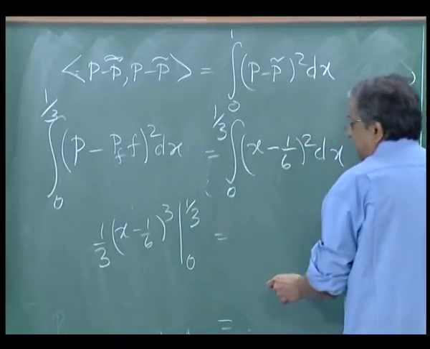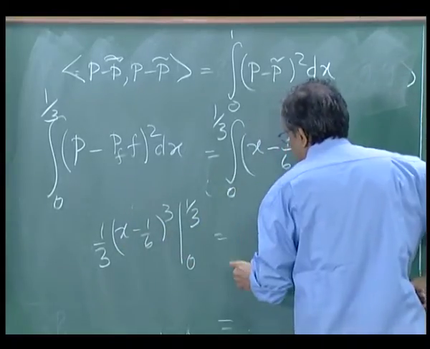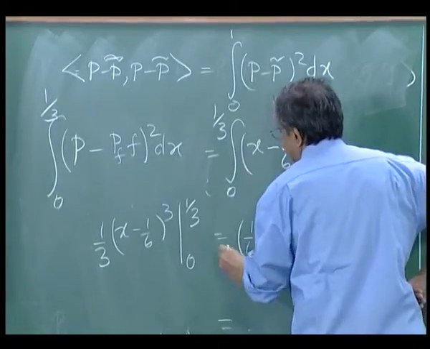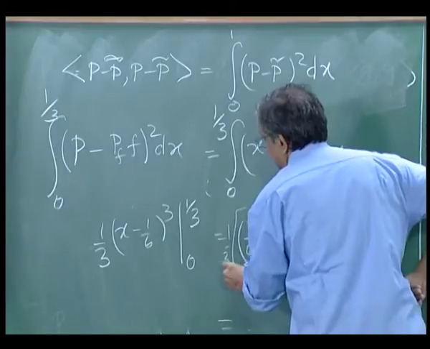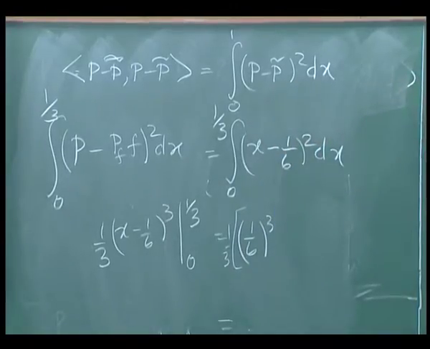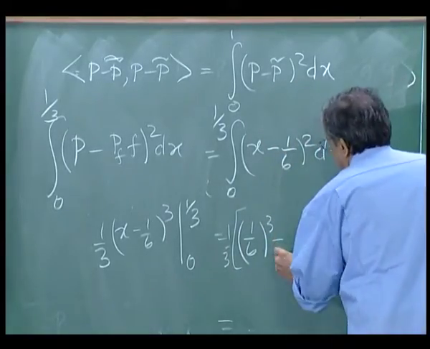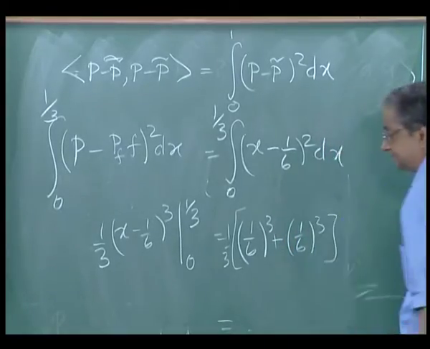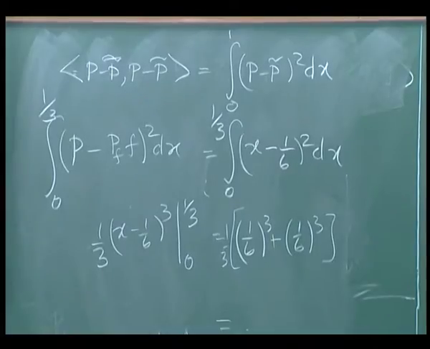So one is going to be 1/3 minus 1/6, which is 1/6 cubed, and the other is going to be plus 1/6 cubed. Is that fine? Okay, and there are three of them.